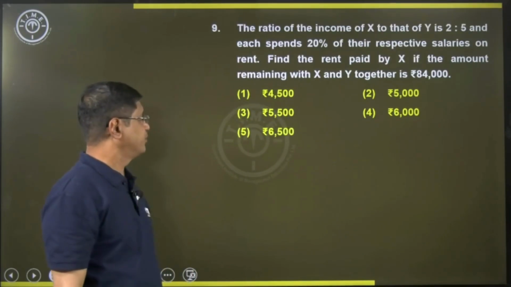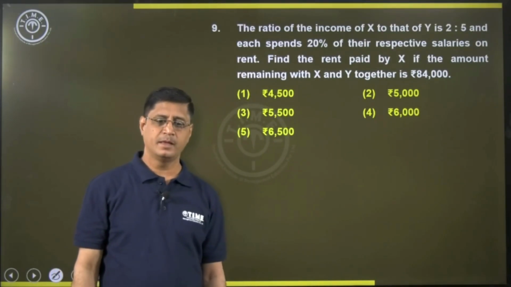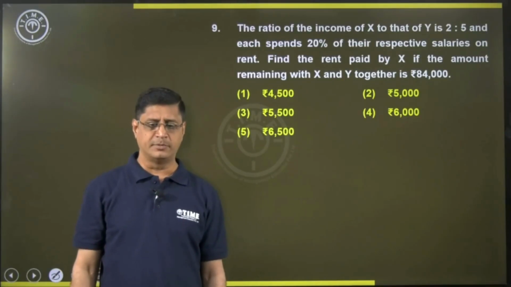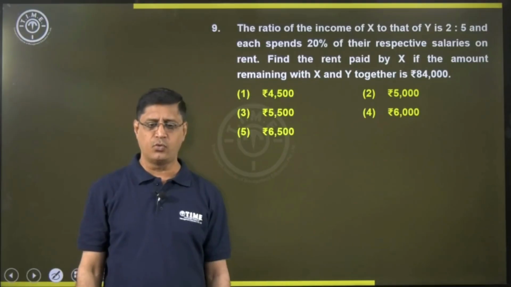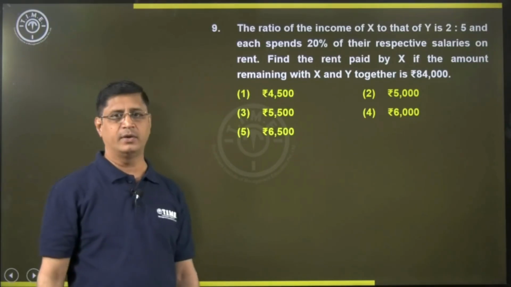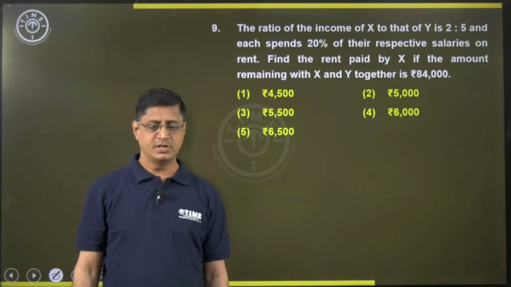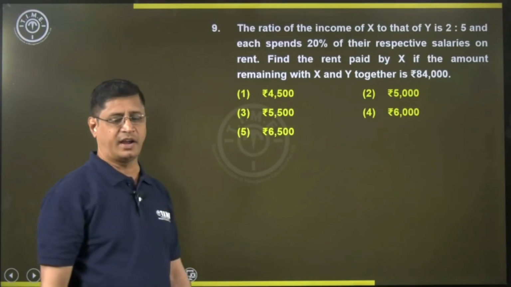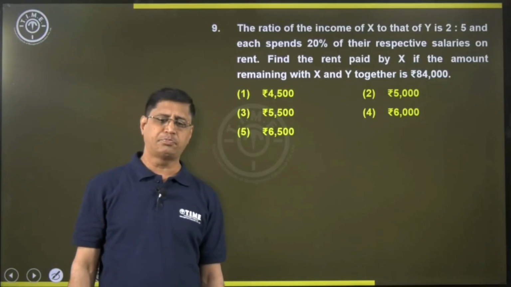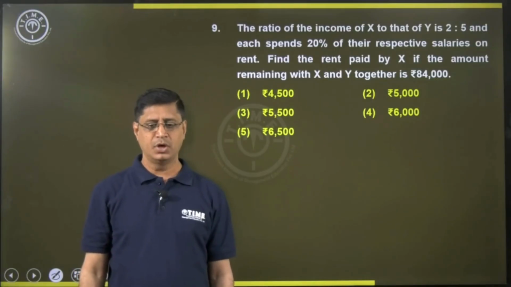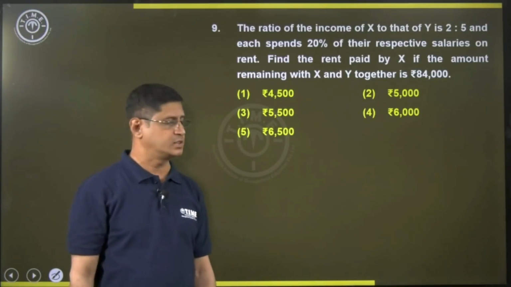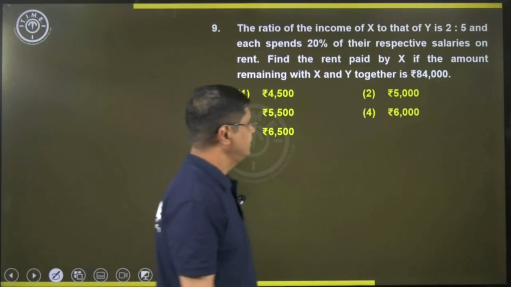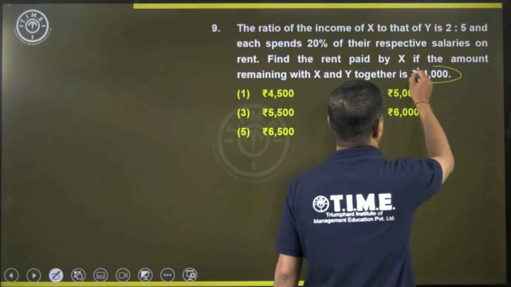Now, look at the next example on your screen. The ratio of income of X to that of Y is 2:5, and each spends 20% of their respective salaries on rent. Find the rent paid by X if the amount remaining with X and Y together is 84,000.